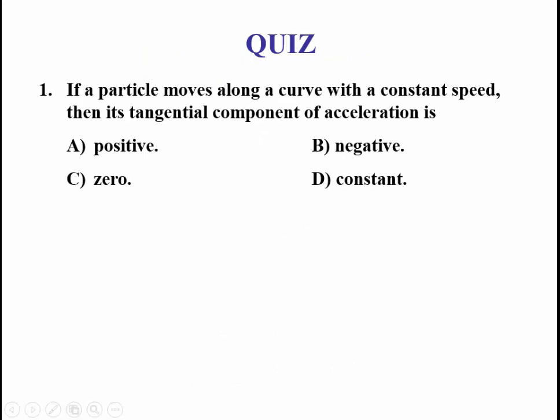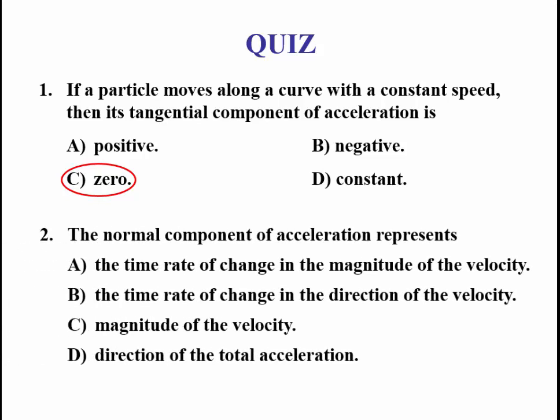If a particle moves along a curve with a constant speed, then its tangential component of acceleration is positive, negative, 0, or constant. So if it's not increasing its speed, that means that tangential acceleration is going to be 0.